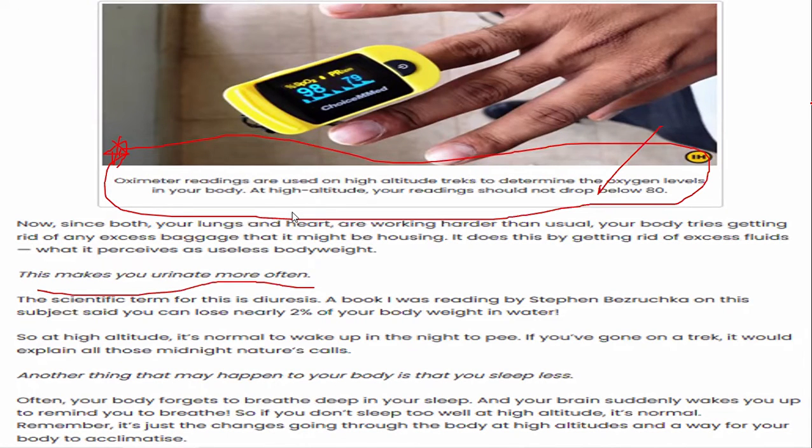Why? Because our heart and lungs are working so much. They need water to work. That's why if they're working too much, we are prone to dehydration. Okay.